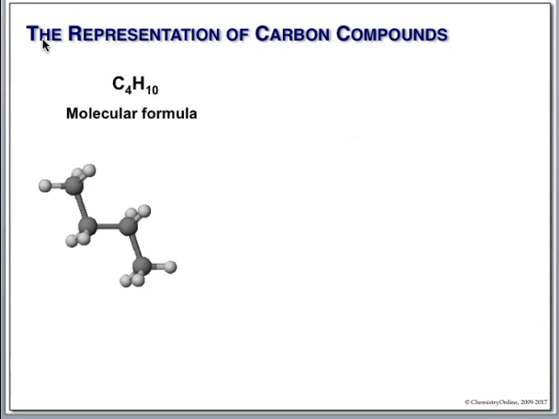When we talk about organic compounds, there are a number of ways we can show them. The simplest way is just the molecular formula. Number of carbons, hydrogens, oxygen, nitrogens, whatever. Just like this. But that tells us nothing about how it's bonded together.